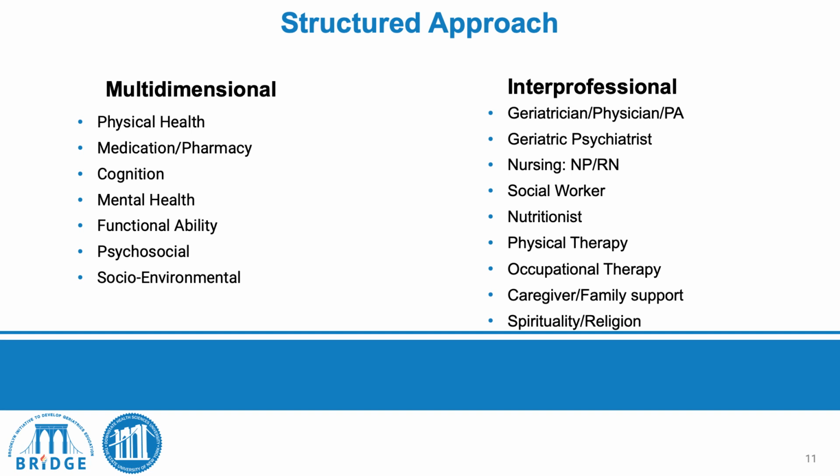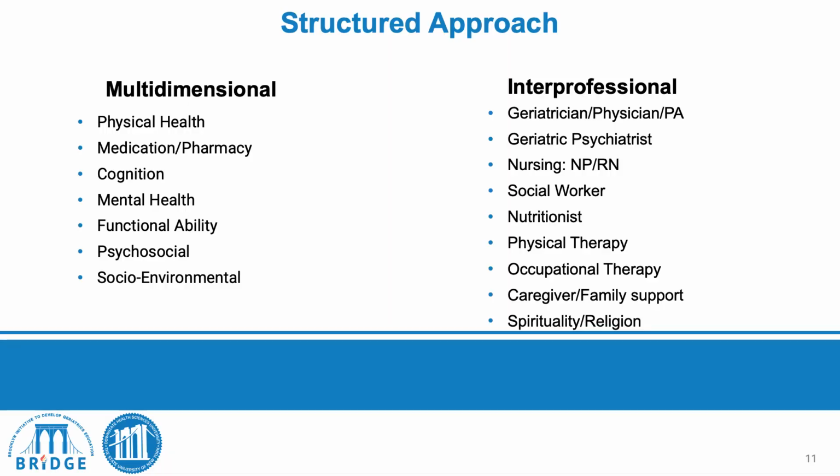The other major structural approach to a comprehensive geriatric assessment is interprofessional. Geriatricians, physicians, physician assistants, nurses, all specialties come together to ensure positive patient or community resident outcomes. The geriatrician or psychiatrist would be involved with nursing, NPs, RNs, and social workers, nutritionists, physical therapy, occupational therapy, definitely caregiver and family support, and spiritual and religious support.